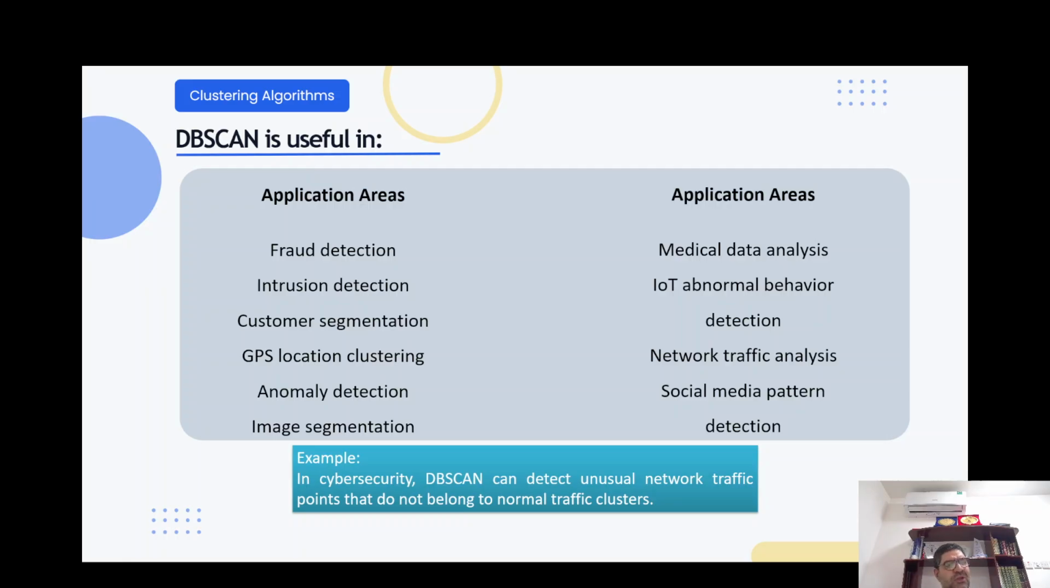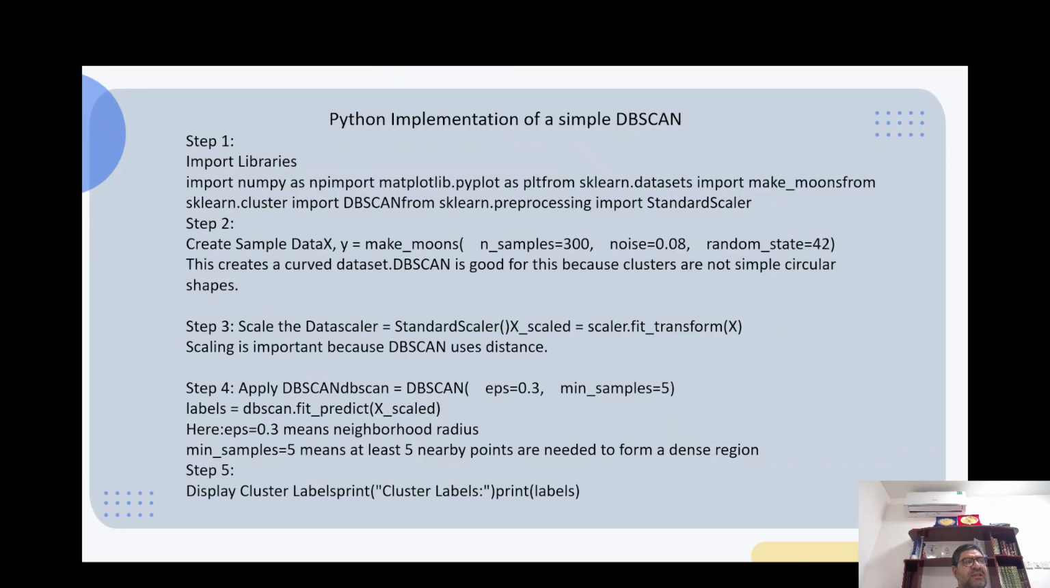Where is DBSCAN useful? It is used in numerous applications: fraud detection, intrusion detection, medical data analysis, IoT abnormal behavior, customer segmentation, GPS location clustering, network traffic analysis, anomaly detection, social media pattern detection, and image segmentation. One example in cybersecurity: DBSCAN can detect unusual network traffic, points that do not belong to normal traffic clusters. We can identify the outliers there, so that we can identify that traffic.